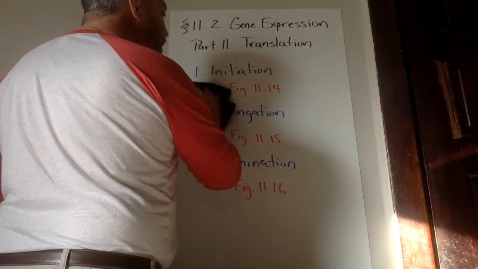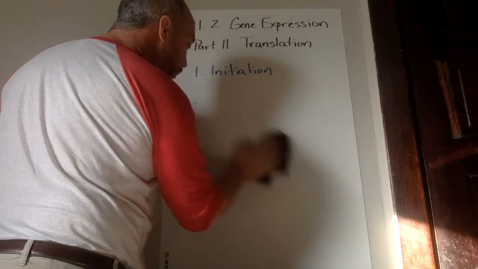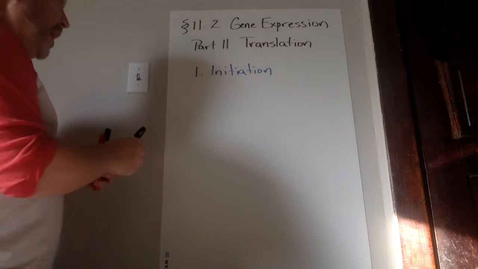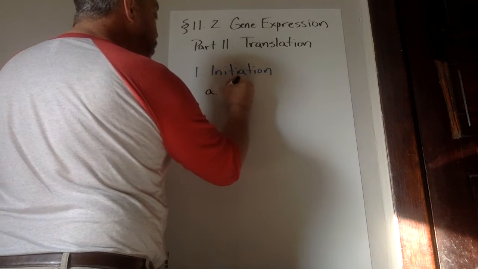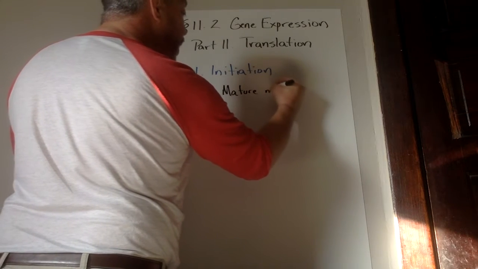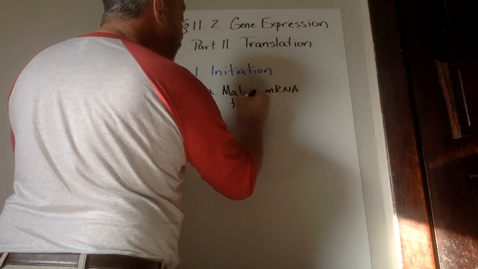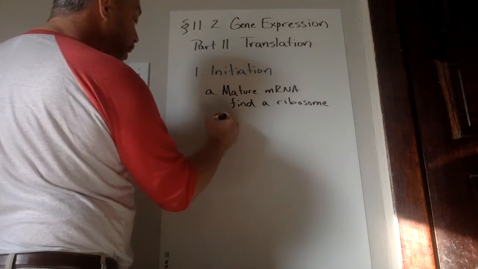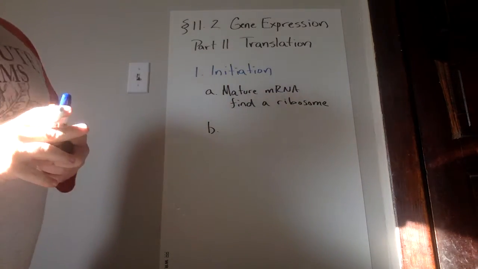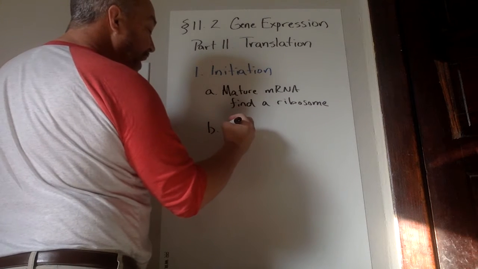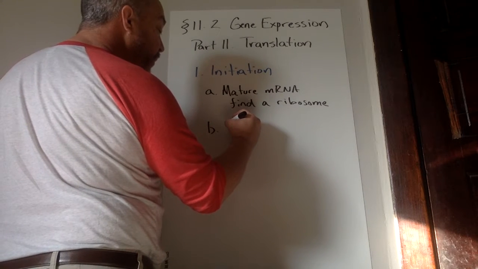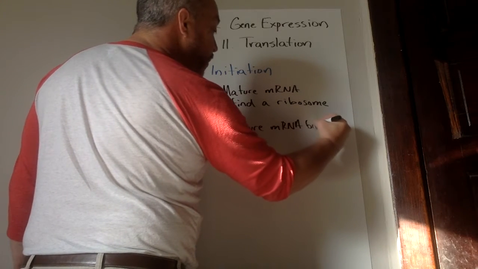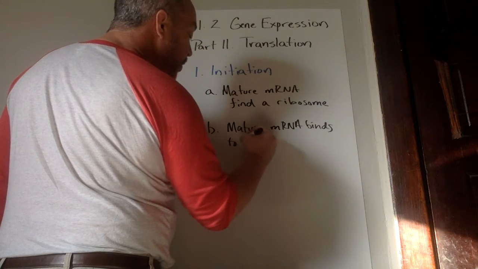So let's look at step 1. This is in figure 11.14. In order for us to have this start, we're first going to have to have the mature mRNA find a ribosome. Now, as you can see in the picture, the mature mRNA is going to attach to the small part of the ribosome. So the mature mRNA binds to the small unit.